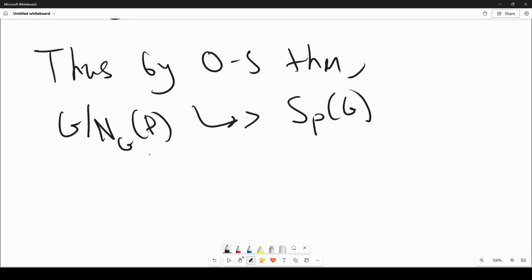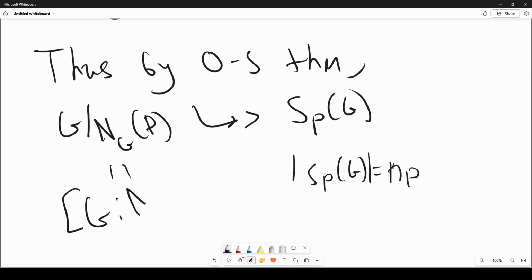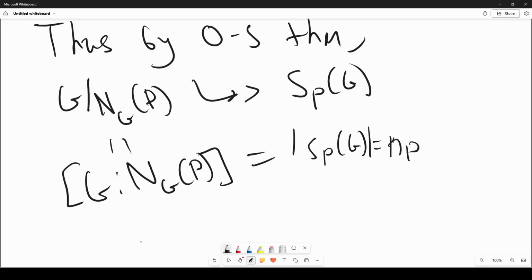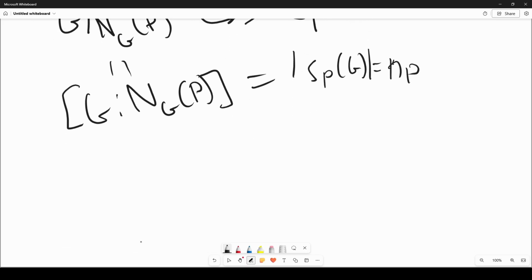In particular, the size of this equals NP, and the size of this is just the index. And the bijection means these sizes are equal to each other, which proves exactly what we wanted. Okay.